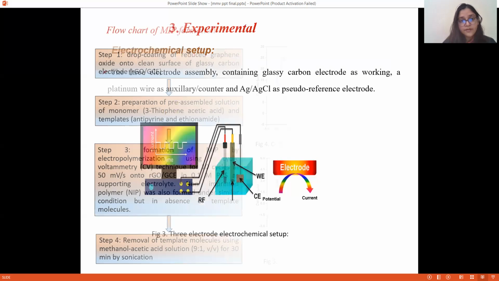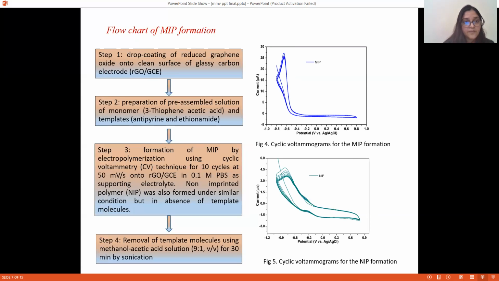Flowchart for formation of MIP. First of all, reduced graphene oxide was drop coated on the glassy carbon electrode, and then in the next step the self-assembled solution of monomer, that is 3-thiophene acetic acid, and templates antipyrine and ethanamide was prepared. Next, the formation of MIP by electropolymerization using cyclic voltammetry technique for 10 cycles at 50 millivolt per second on RGO modified GC in 0.1 M supporting electrolyte was carried out.